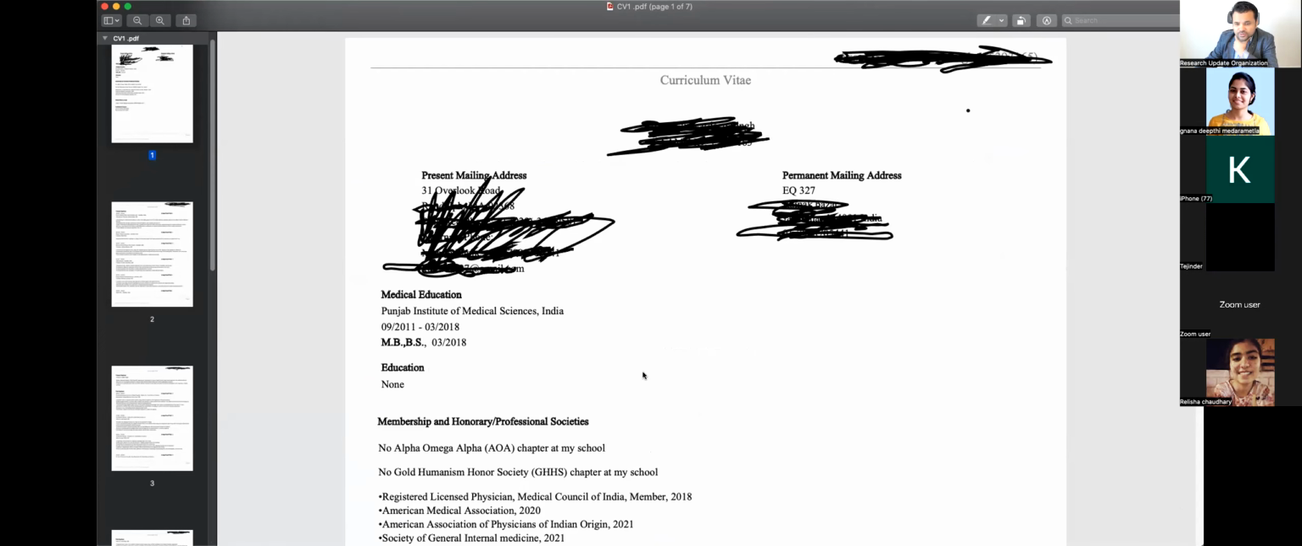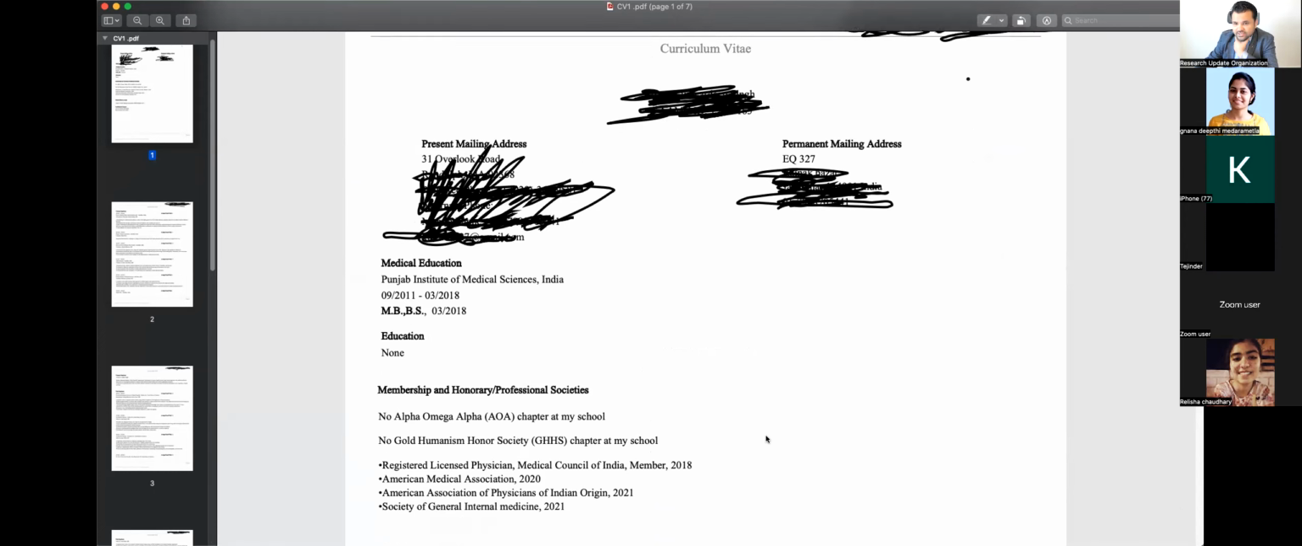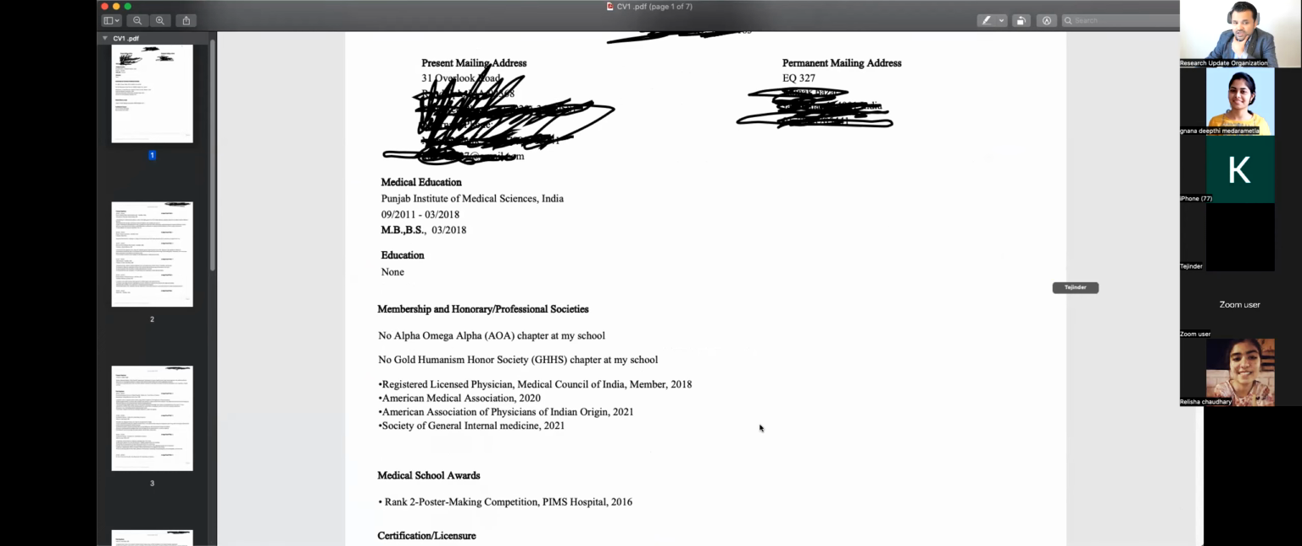So here is going to be a quick brief summary of how the CV will look, and what are the details you need to add. Tejinder, in the chat box.